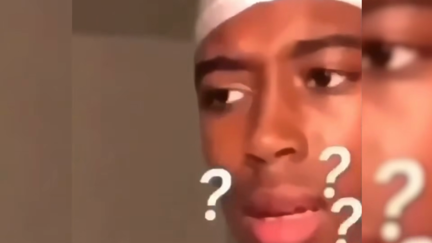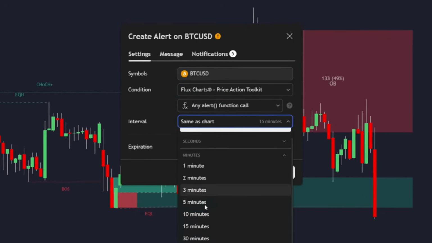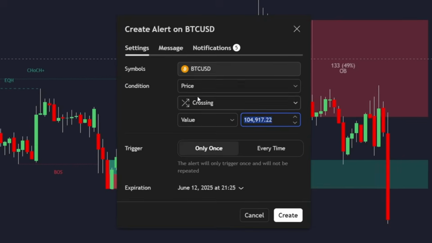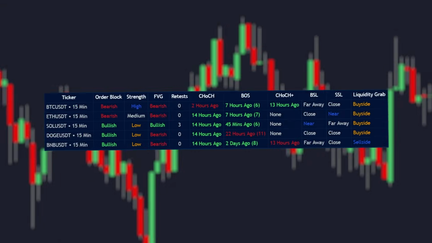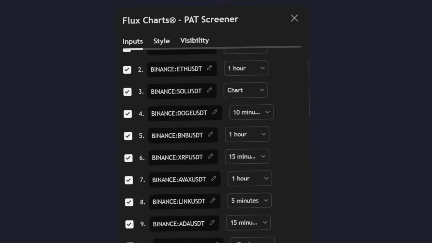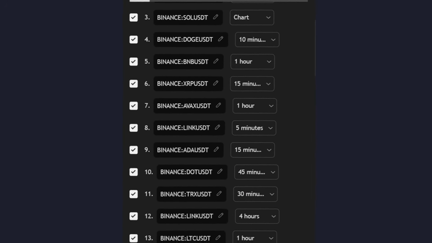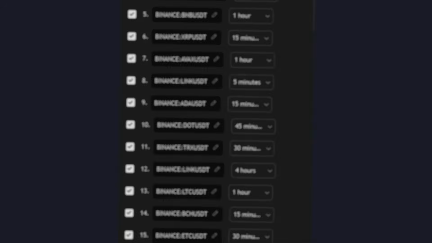But what if you're tracking multiple tickers across different time frames? Sure, you could set up alerts on each one manually, but that takes time and clutters your workflow fast. That's why we built the PAT screener. The screener scans up to 15 tickers and time frames at once for features from the price action toolkit. And it doesn't stop there.